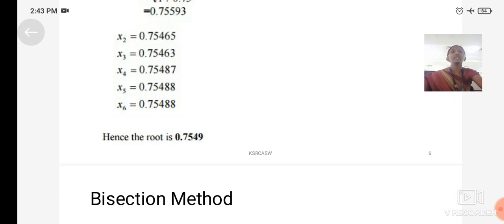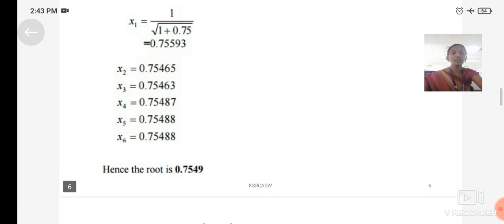Here we get the 5th iteration and 6th iteration value as 0.75488. Here we have to correct to 4 decimal places. The final answer is 0.7549.